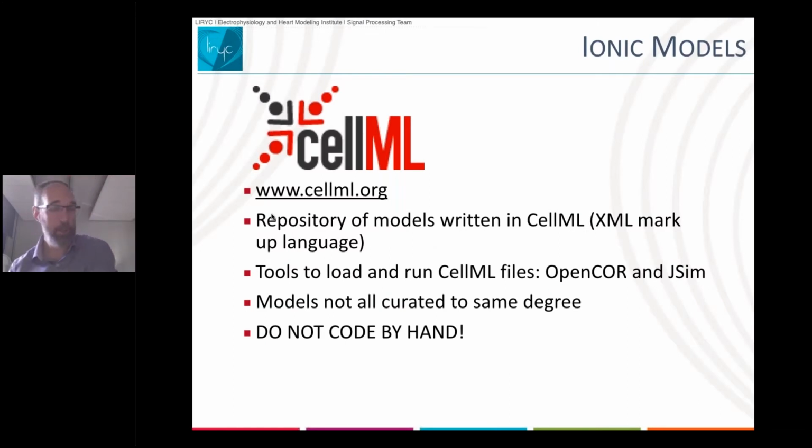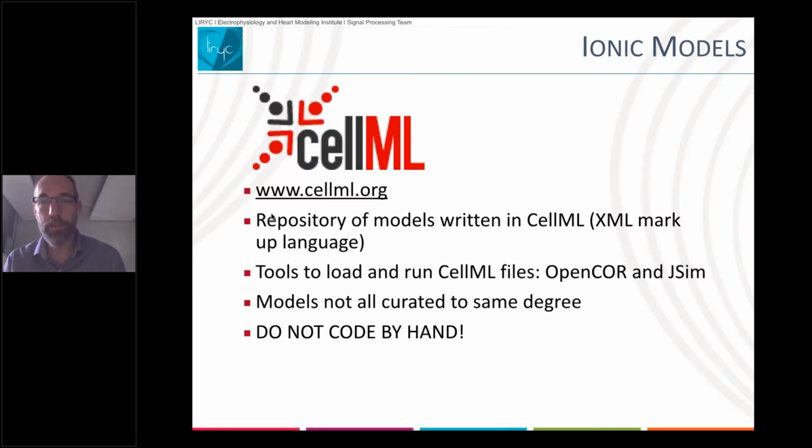I'm just going to point out this resource called CellML. CellML is a repository of ionic models. It's written in a markup language called CellML, and you can download and upload models there.